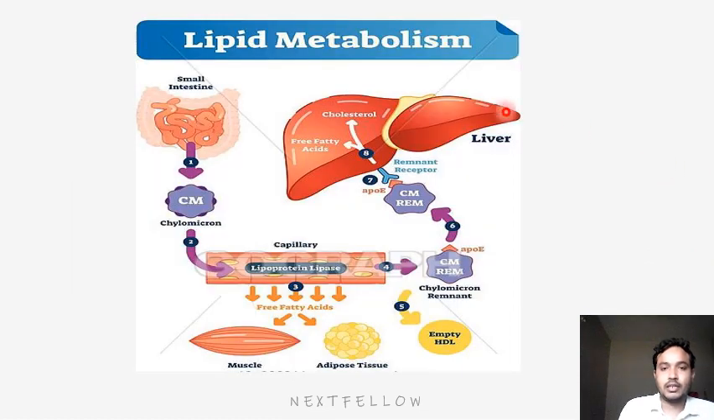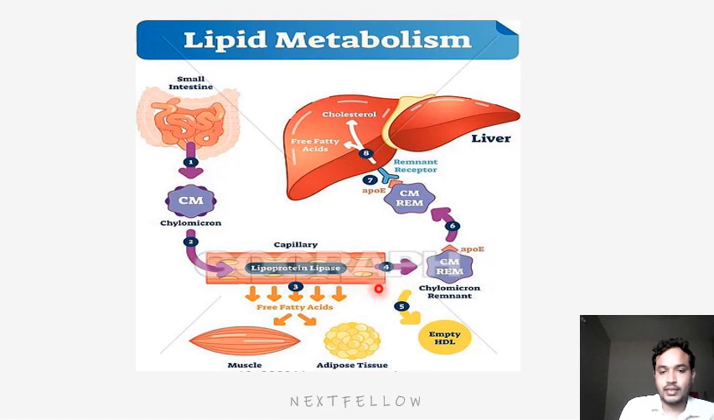Next, we will see lipid metabolism. After food consumption, the small intestine forms chylomicrons. Once these chylomicrons are absorbed into circulation, they pass through the blood vessels. In the capillary blood vessels we have an enzyme, lipoprotein lipase, which converts chylomicrons to free fatty acids. These free fatty acids get absorbed by muscles and adipocytes. That's why chylomicrons give up some of their triglycerides.